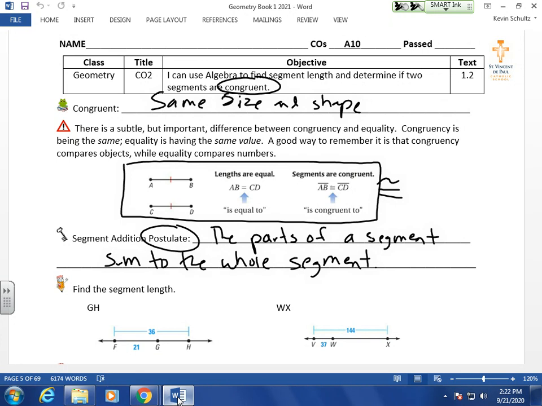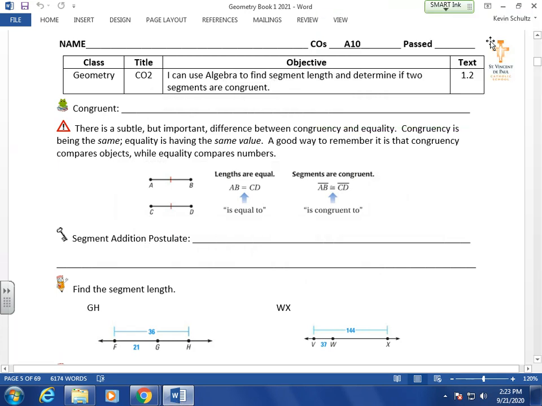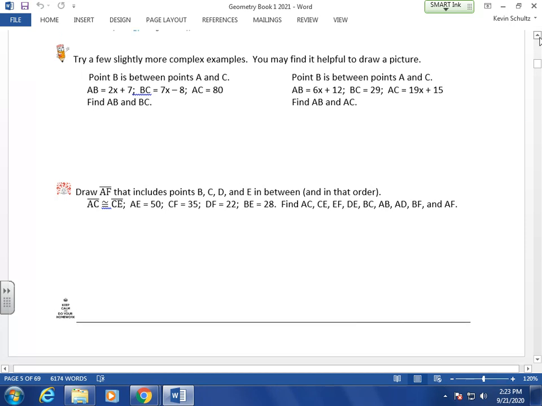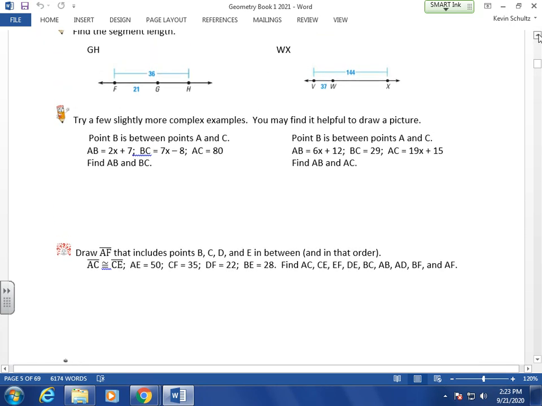It seems pretty obvious that the parts of a segment sum to the whole segment, but rather than saying that, it's just easier to say the segment addition postulate. Or if you're really lazy, the SAP, S-A-P, right? But that's what it means. And so we can use this mathematical relationship to help us answer questions like the ones that I have here.